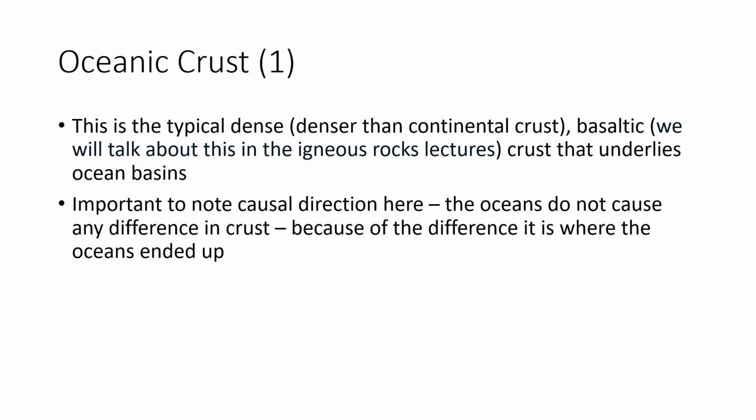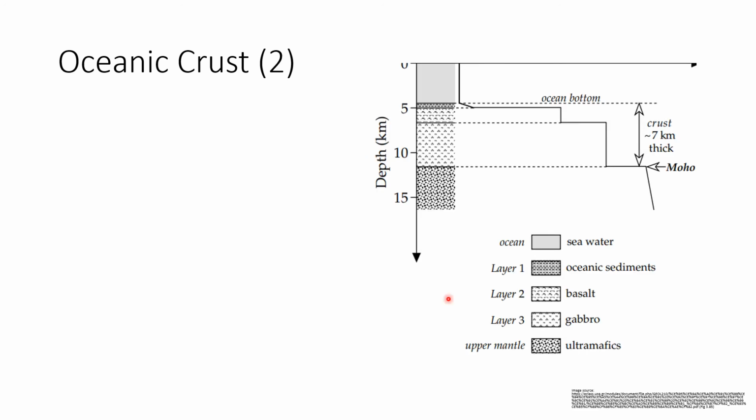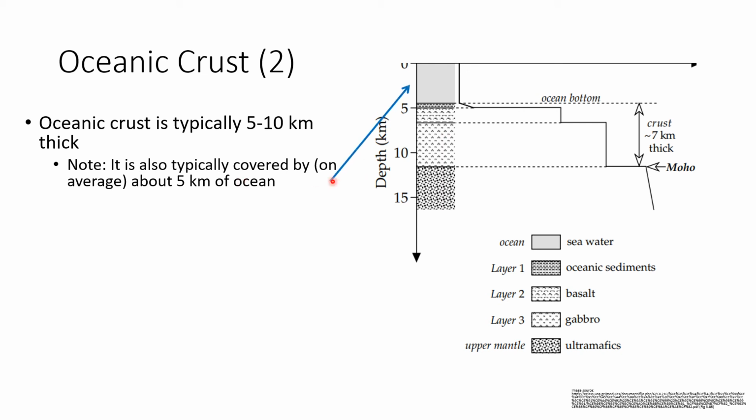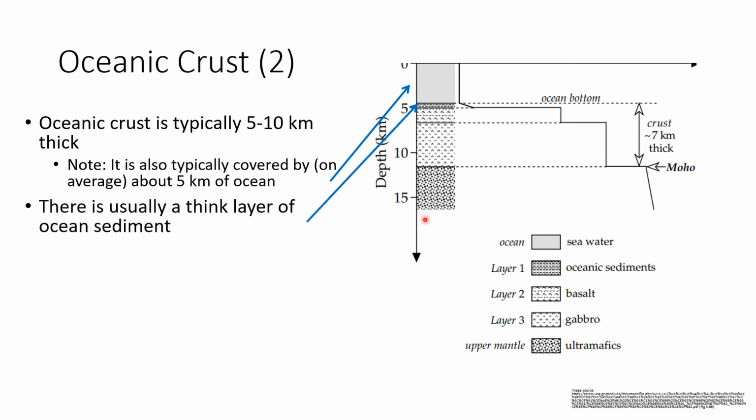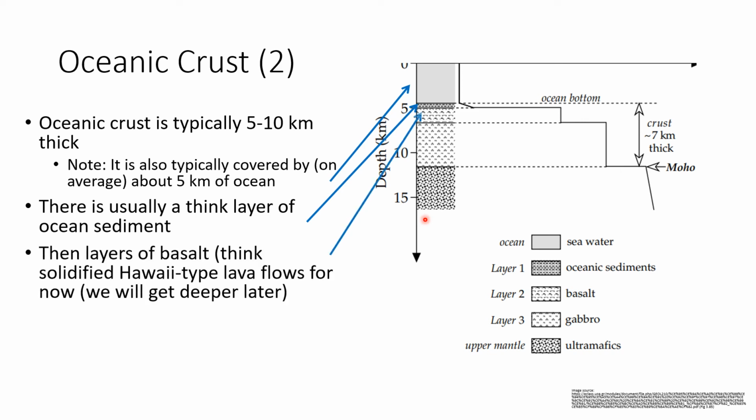And then remember that the oceanic crust is going to be somewhat thinner than continental crust. We'll get to that one in a second. So oceanic crust is typically 5 to 10 kilometers thick, and it's also covered by ocean typically, so it's down to like 15 kilometers below sea level.